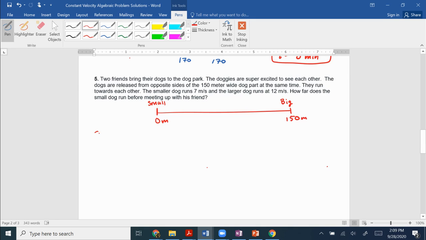Write an equation for each one. So just do small dog, big dog. Small dog is equal to 7 meters per second, t plus 0, and big dog is equal to 12, but it's running backwards, so negative 12t plus 150. So then set them equal to each other, so 7t equals negative 12t plus 150.